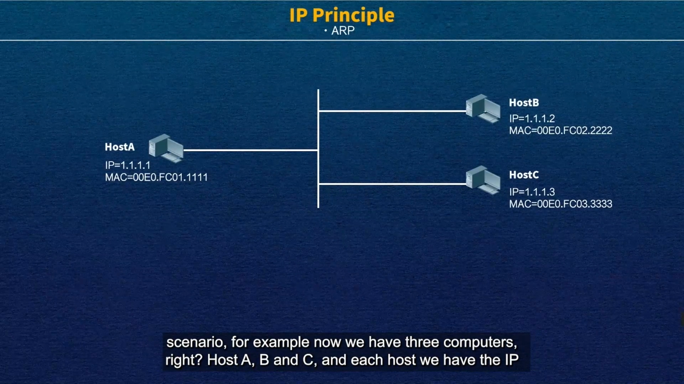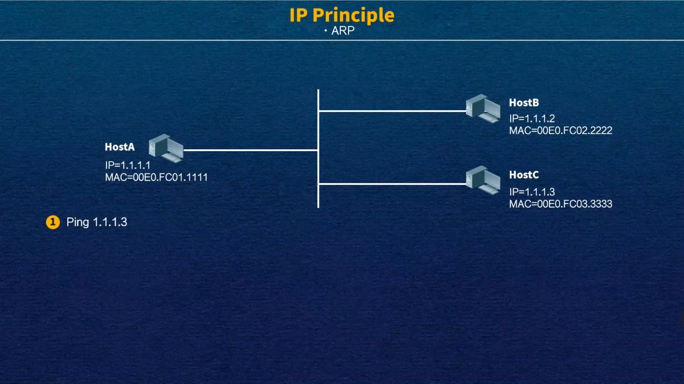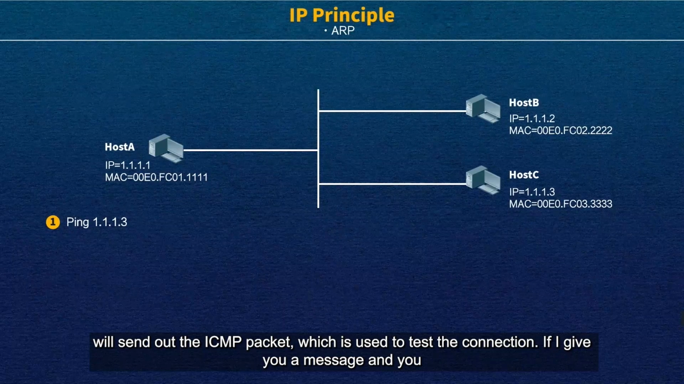For example, now we have three computers, right? Host A, B, and C. And each host has an IP address and a MAC address. Now we want to test the connection between host A and host C. Pay attention. On host A, I will directly use the command ping 1.1.1.3, and then host A will send out the ICMP packets.